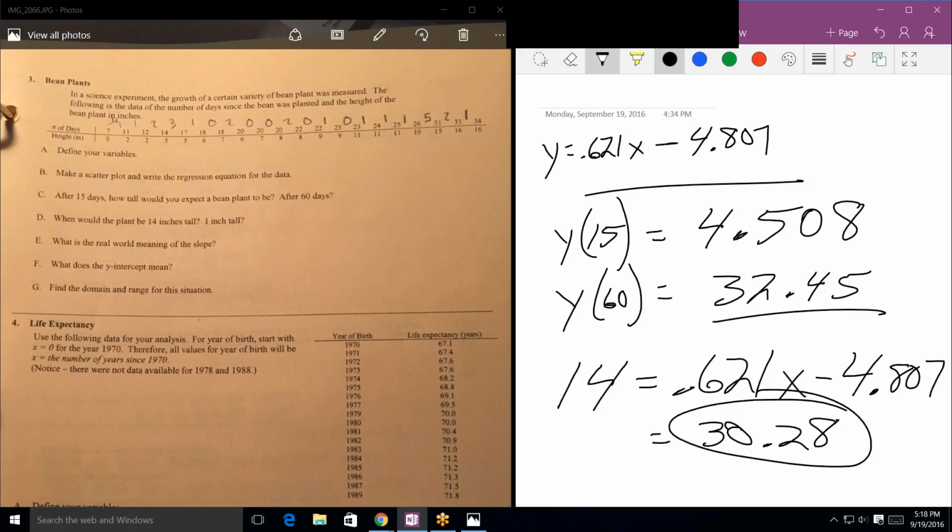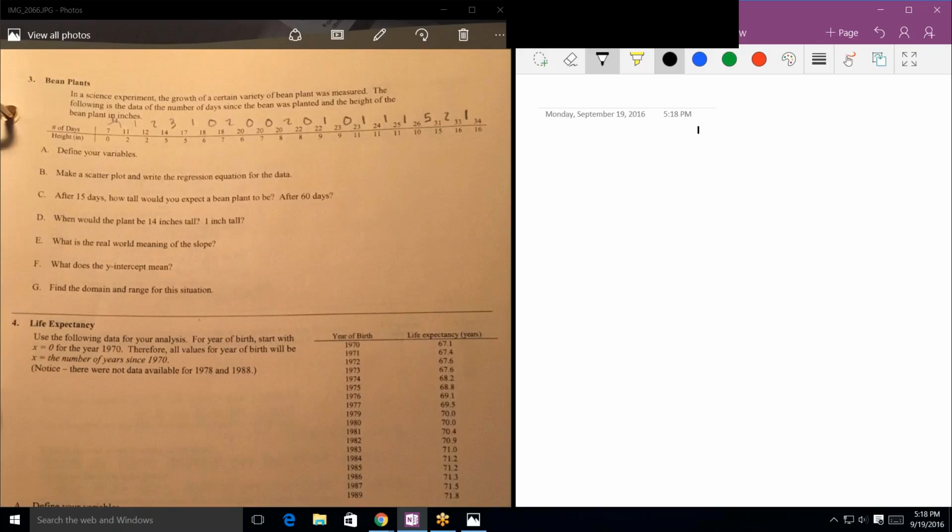38 days. Now, notice that some of these questions we're solving for y, some of these questions we're solving for x. But the key to all of it was coming up with that equation. The only way we came up with that equation is we had a scatter plot. Notice why this is difficult. It's important for you to understand this.